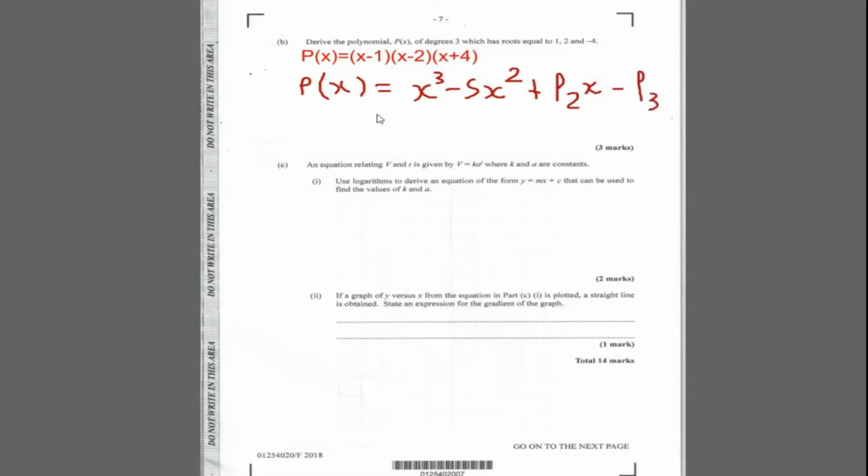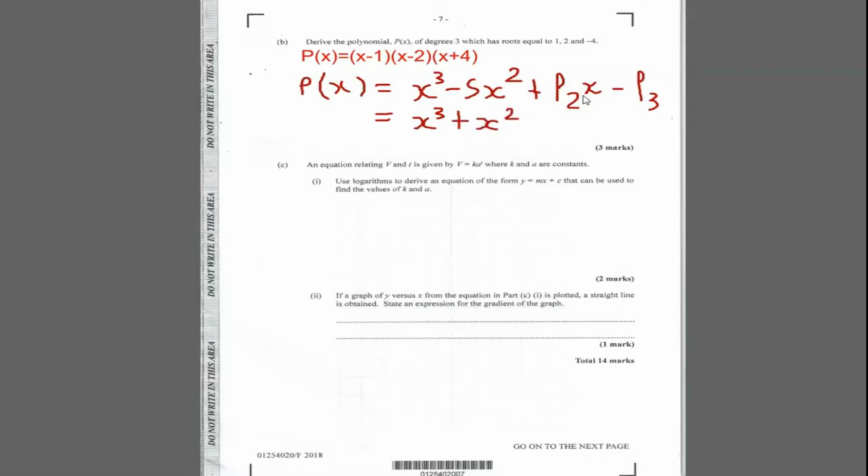Now the sum of the roots means you add 1 plus 2 plus negative 4. And so what you get is x cubed minus, now 1 plus 2 is 3, 3 plus negative 4 is negative 1. Negative 1 becomes plus 1. So this becomes x cubed plus x squared.